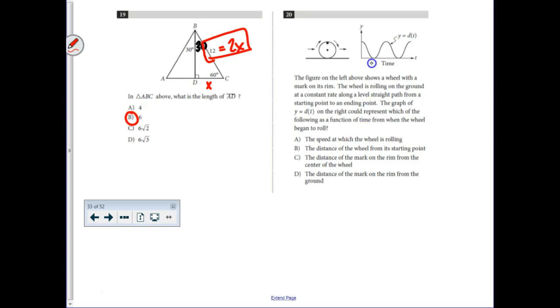Oh boy, these questions are fun. The figure on the left shows a wheel with a mark on its rim, and the wheel is rolling on the ground at a constant rate, and so on. Okay. The graph over here on the right could represent which of the following?